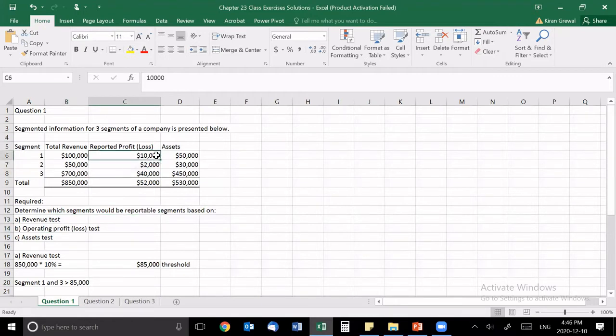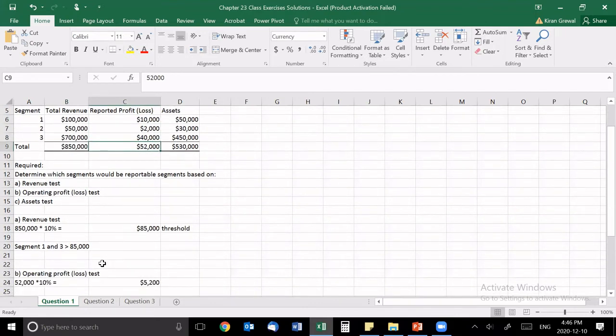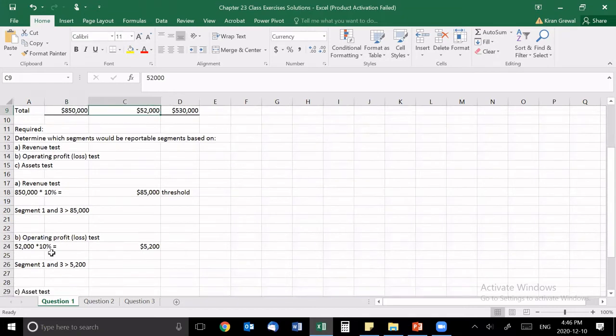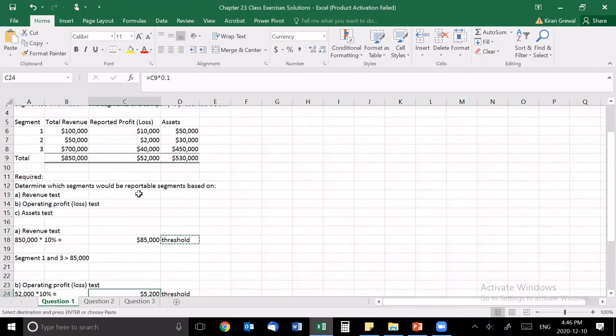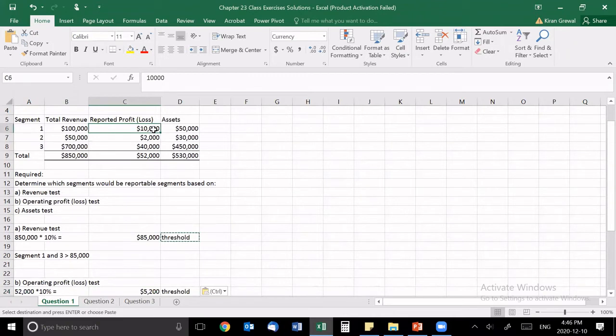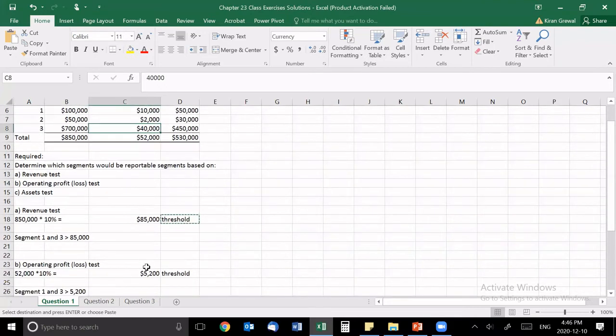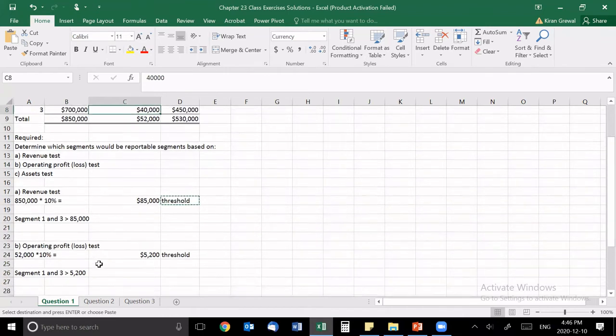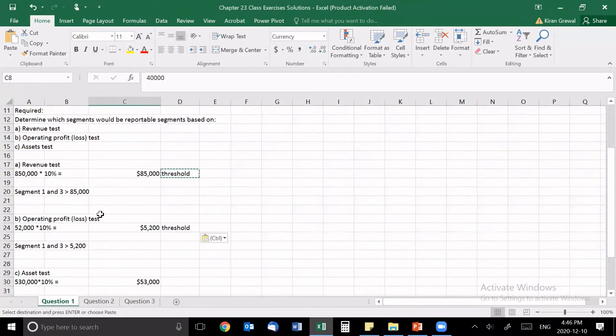So we have a profit in each of these segments. We just add up the total profit, 52,000, and then multiply it by the 10% threshold. So 52,000 times 10%, our threshold is 5,200. Okay, so that's the threshold. Any segments that have profit of over 5,200 are reportable. So let's go back here. 10,000 is higher than 5,200, 2,000 is not, 40,000 is. So again, segment 1 and 3 are reportable segments because they meet the threshold. Okay, let's do test number 3, see if segment 2 meets any of the thresholds.